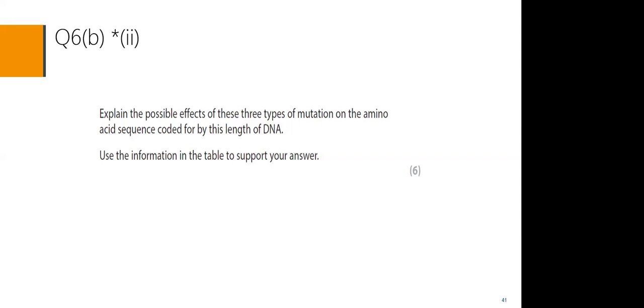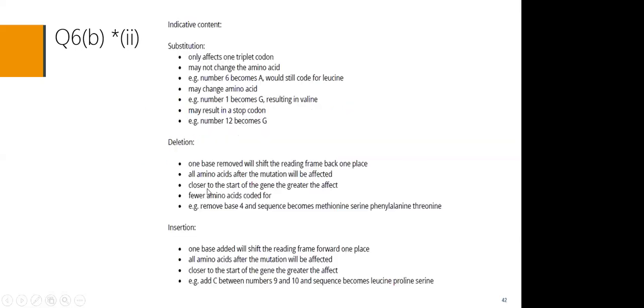But there are 3 types of mutations shown, and it says explain the possible effects of these 3 types of mutation on the amino acid sequence coded for by this length of DNA. So it's a length of DNA that's shown. It's an explain question, and it's a level-based question.